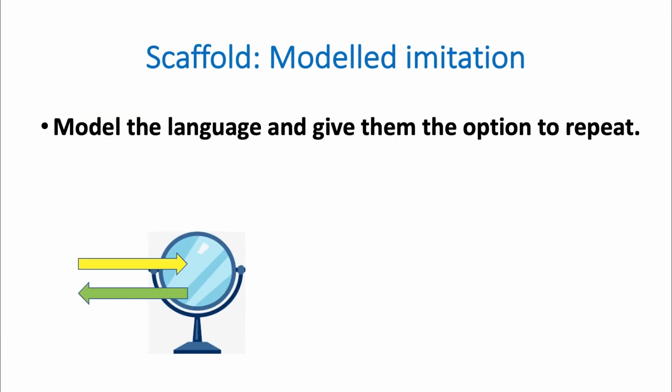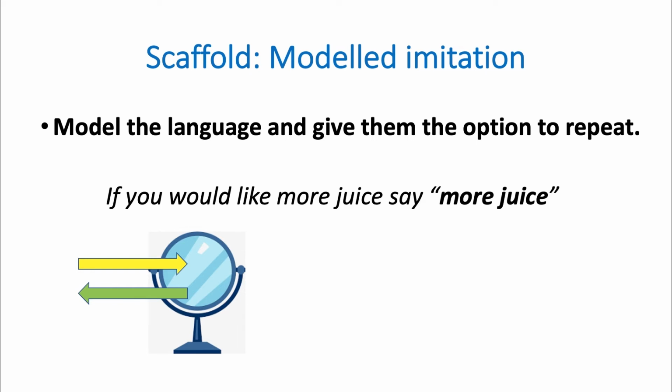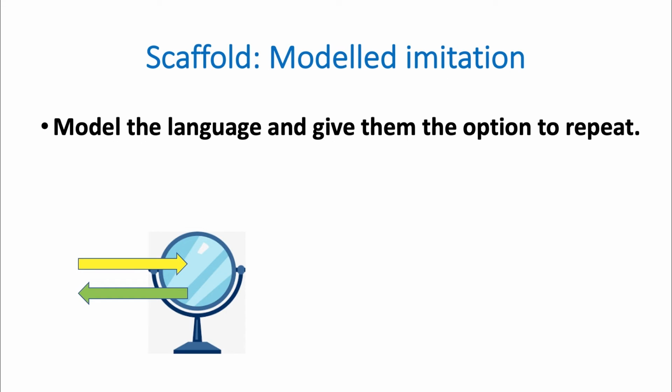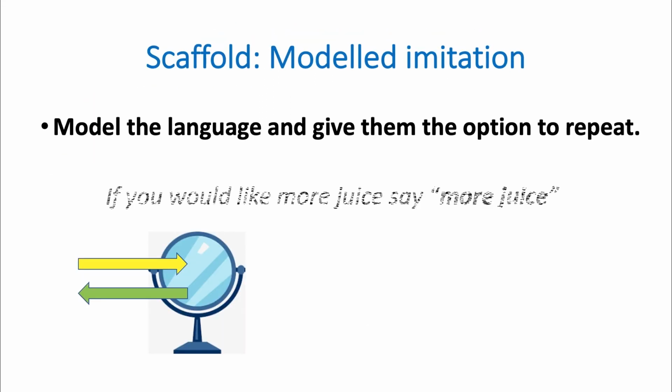Next one. Now we're in the scaffold, modeled imitation. When we do modeled imitation, we model the language and give them the option to repeat. So for example, you can say, well, if you would like more juice, say more juice. And see, coming back to this thing I said before, this person in this example can only say 2 words. So, and can only sign 2 signs. So even if I am saying, if you would like more juice, say, now, what I say between speech marks is more juice. That matches what they can actually say.